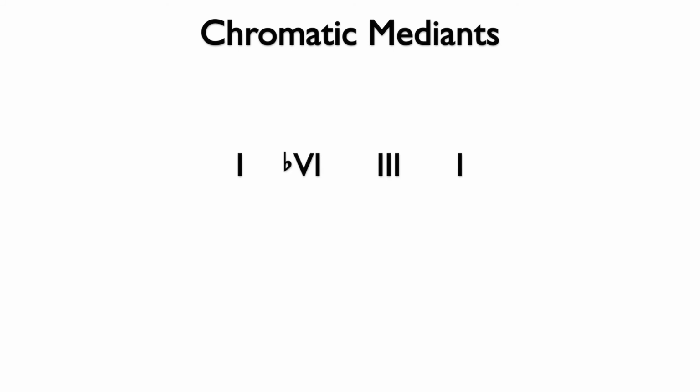Here is a typical progression that uses a combination of mediant chords. 1 major, flat 6 major, 3 major, back to 1 major. This is C, A flat, E, and C in the key of C. Here's the sound of this progression.